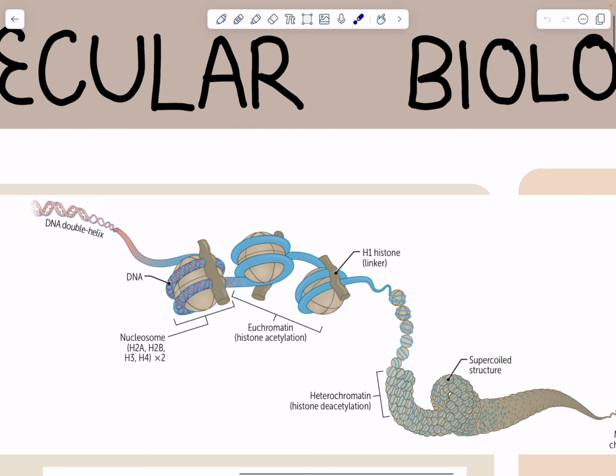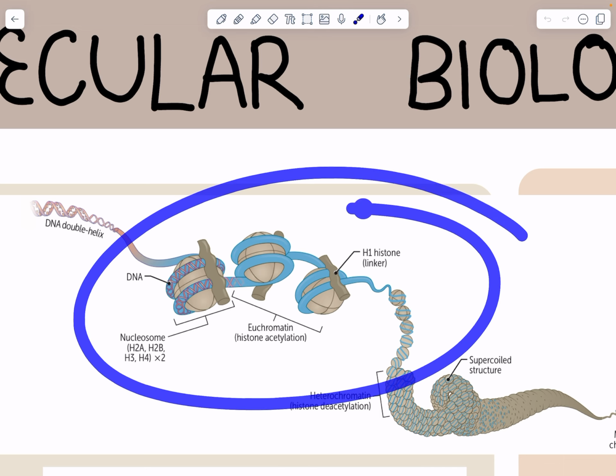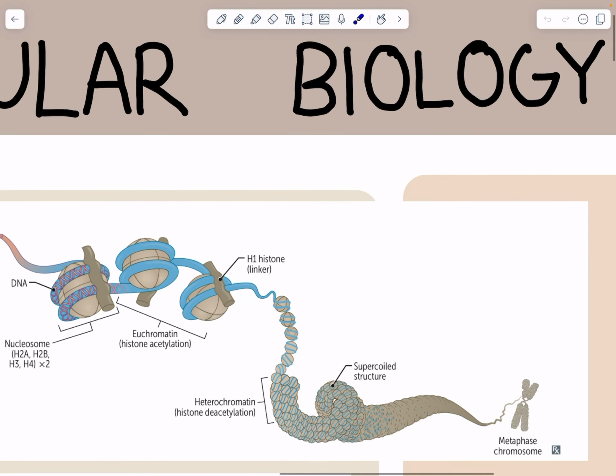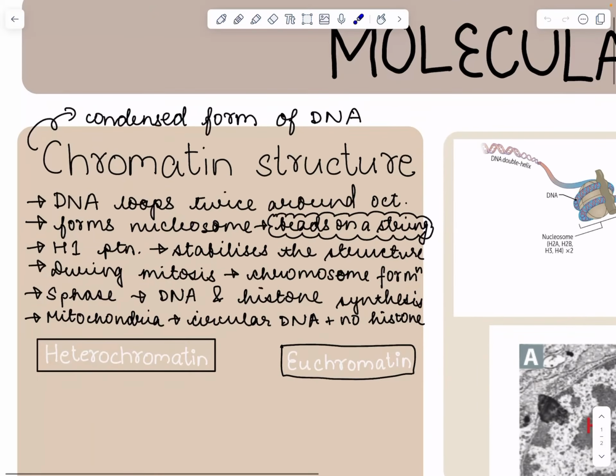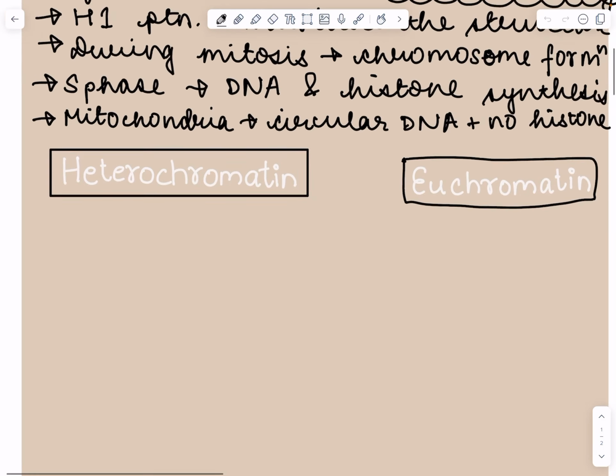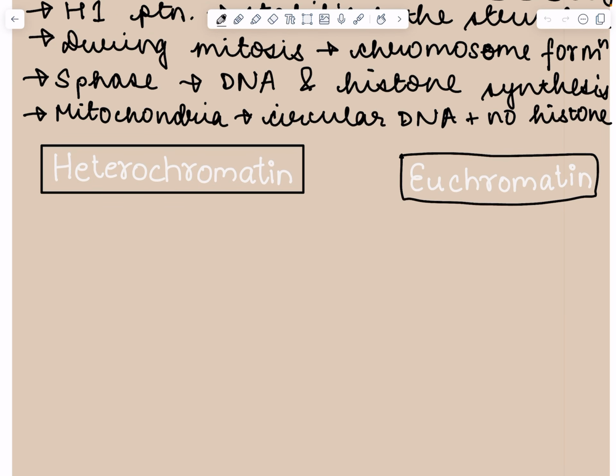Now, let us look at the types of chromatin. This entire structure is the chromatin, and you can see that it will form a chromosome, and it will help in cell division during mitosis. So let's talk about the two types of chromatin: heterochromatin and euchromatin.